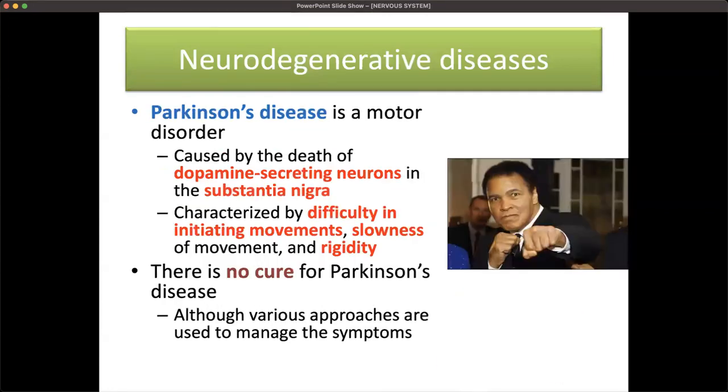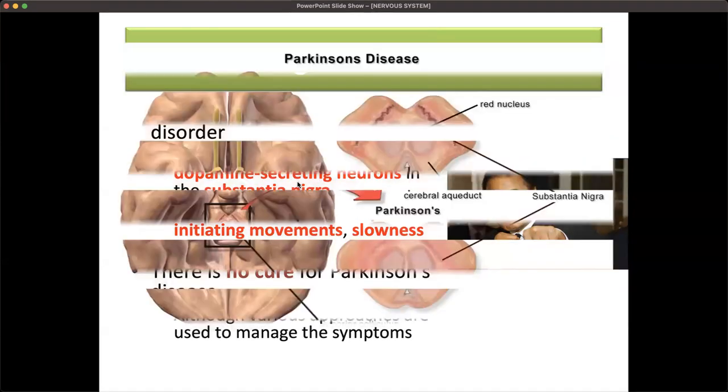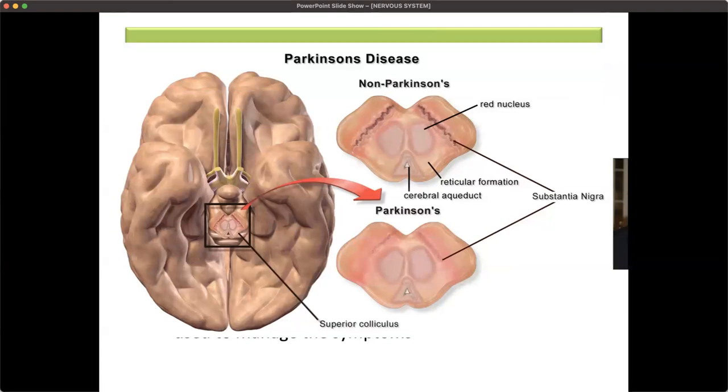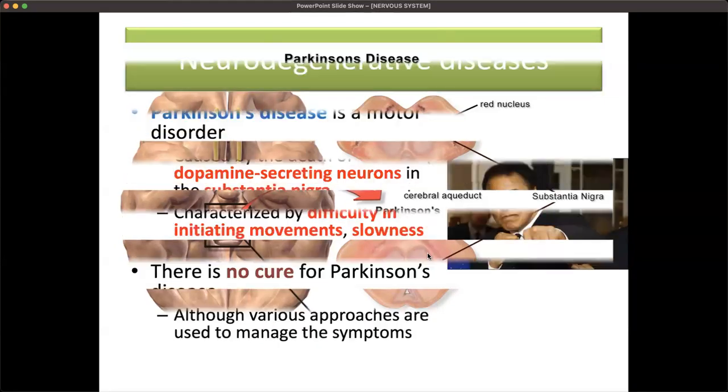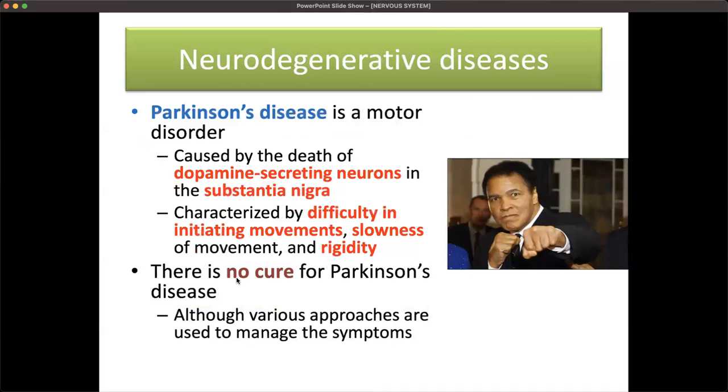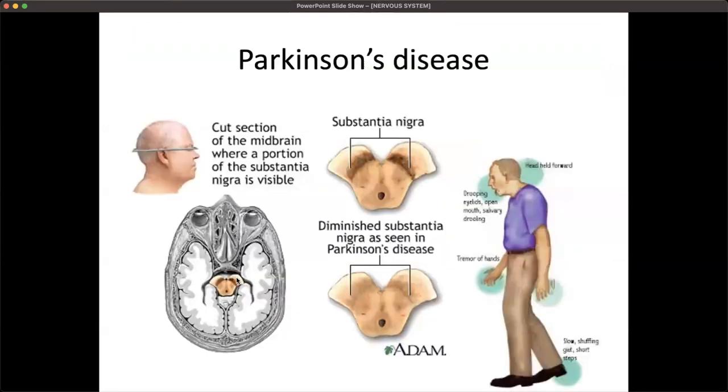Okay, we have Parkinson disease as well. It's a motor neuron disorder caused by the death of dopamine-secreting neurons in your substantia nigra. So this is your substantia nigra. For the Parkinson patient, the substantia nigra is no longer visible. So you have to remember there is no cure for Parkinson disease.